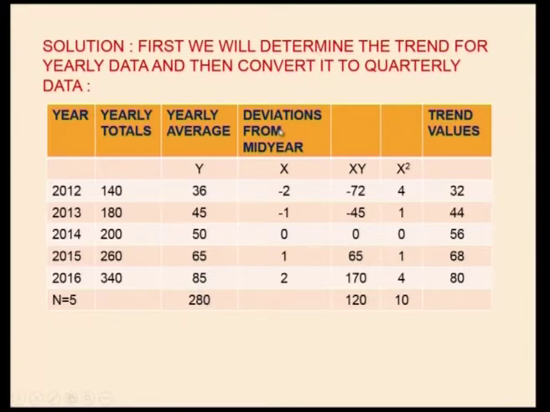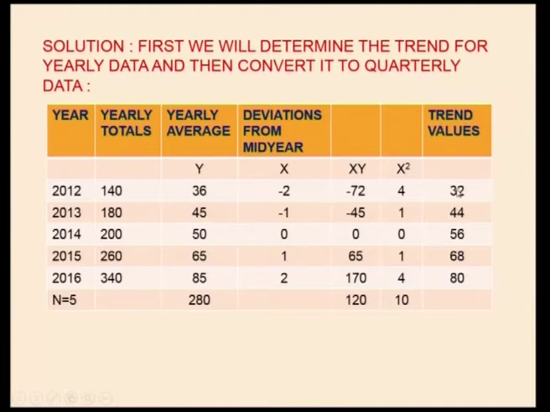Then you take the deviations from the middle year. In this problem we take the middle year to be 2014. So you subtract it from all the other given years, and you get -2, -1, 0, 1 and 2. Then multiply each x value with the corresponding y, you get the xy column. So -2 into 36, -72, -1 into 45, -45, etc. 170 you get by multiplying 2 with 85, and total sigma xy will be 120. Then x square: square each value of this x column, you get 4, 1, 0, 1, 4. So sigma x square will be 10.